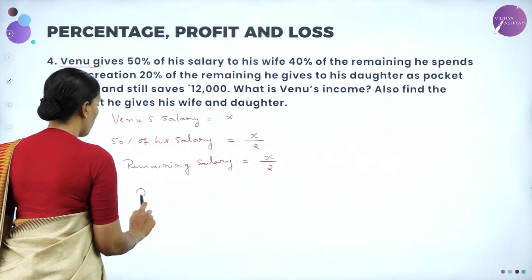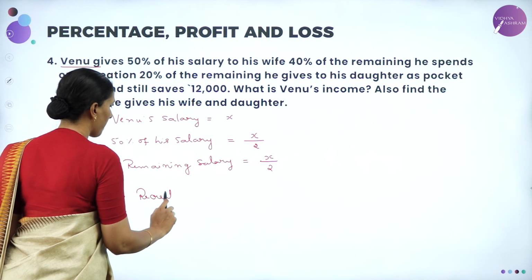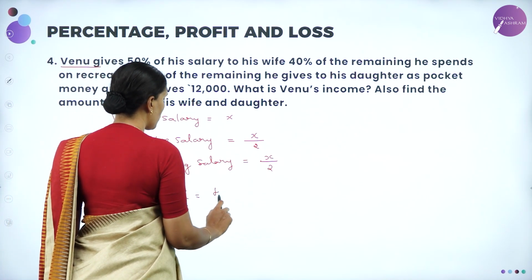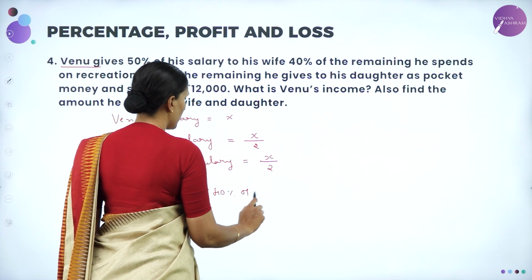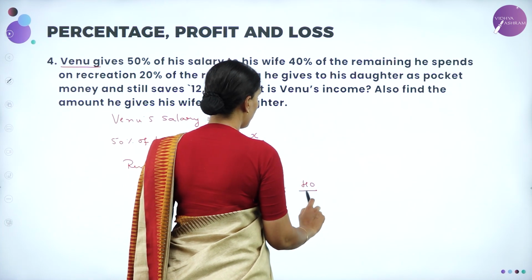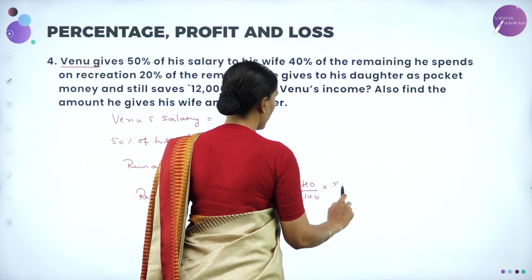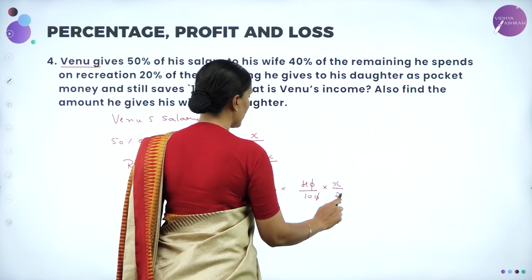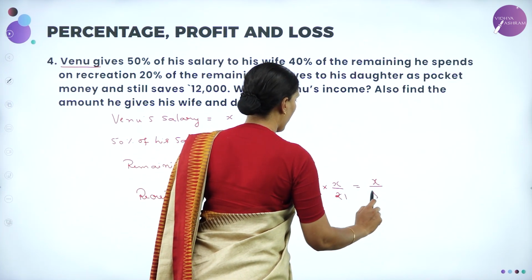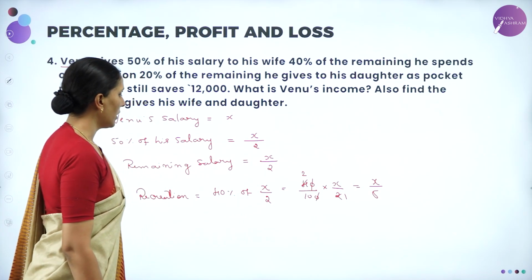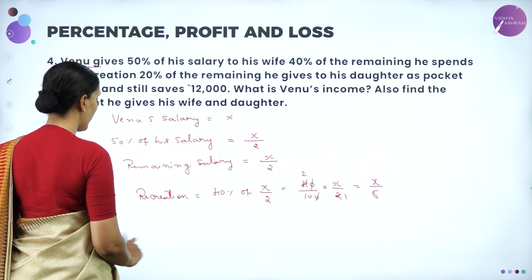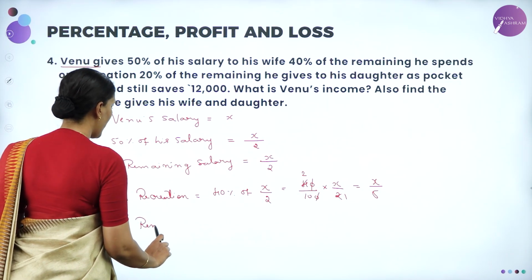Now, out of the remaining salary, 40% of the remaining he spends on recreation. So for recreation, he'll spend 40% of x by 2, which is equal to 40 by 100 into x by 2. So, cancelling this, we'll get the value as x by 5. Now, here, x by 5 he'll spend for the recreation. Again, remaining salary.